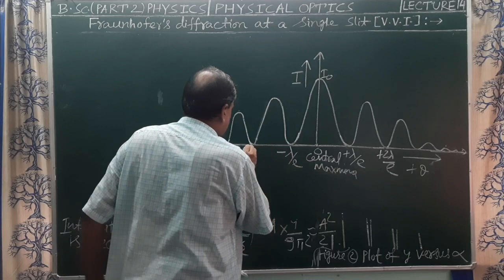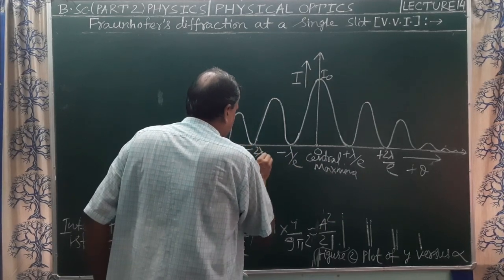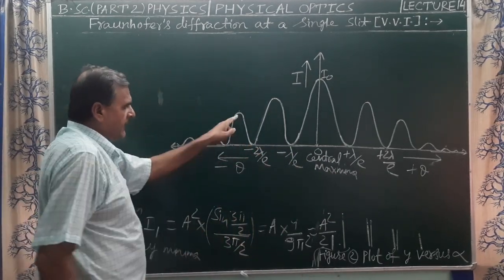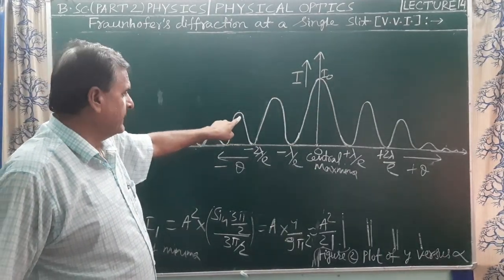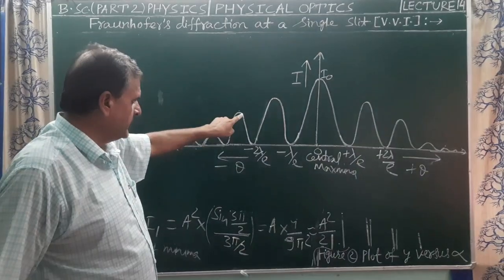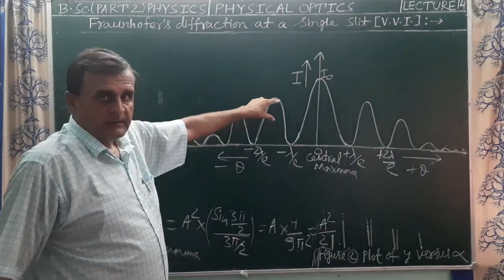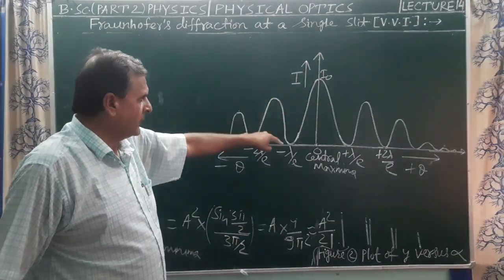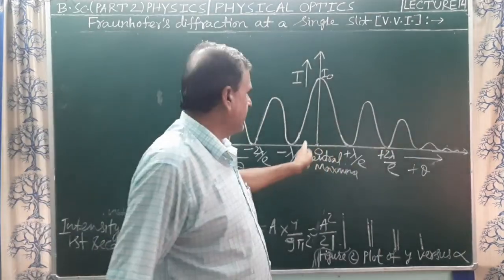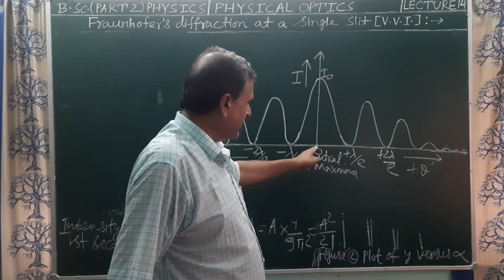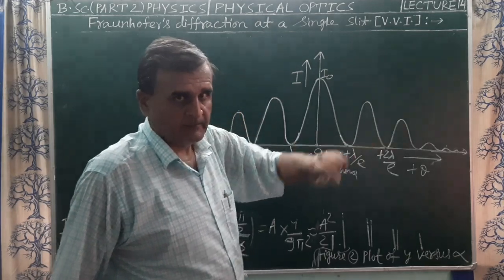subsidiary minima is minus 2 lambda by e, putting m is equal to 2. Then again we get the position of second secondary maxima whose intensity is smaller than that of the first secondary maxima on the either sides of the central maxima, that is on the either side of the center of the screen.